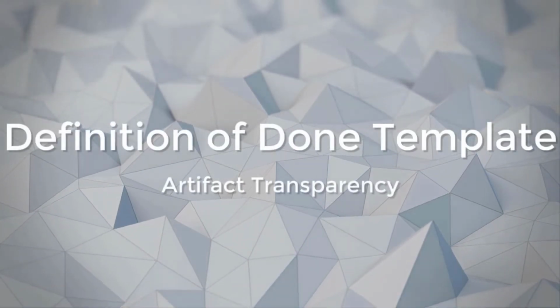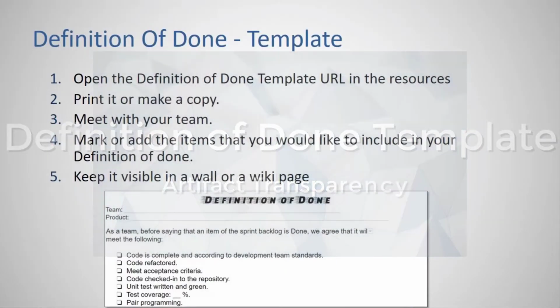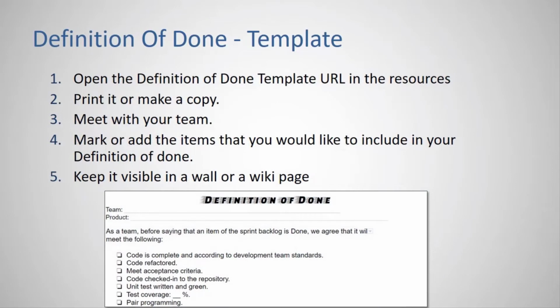This is a template that you can use to define your definition of done. Open the definition of done template's URL in the description, print it or make a copy, meet with your team, mark or add the items that you would like to include in your definition of done, and finally, keep it visible on a wall or in a wiki page where everybody has access. Remember, it must be transparent to everyone.